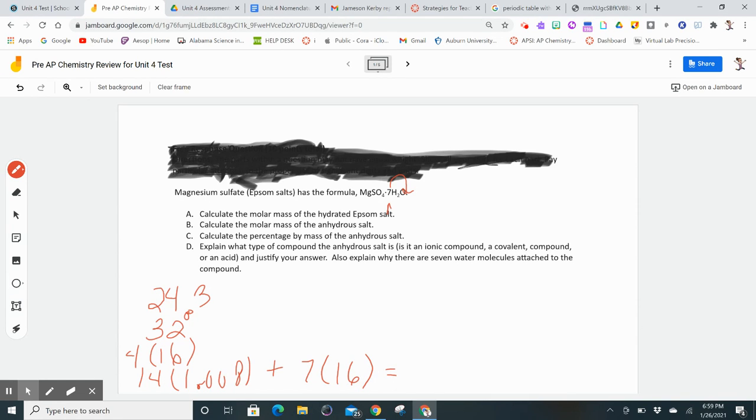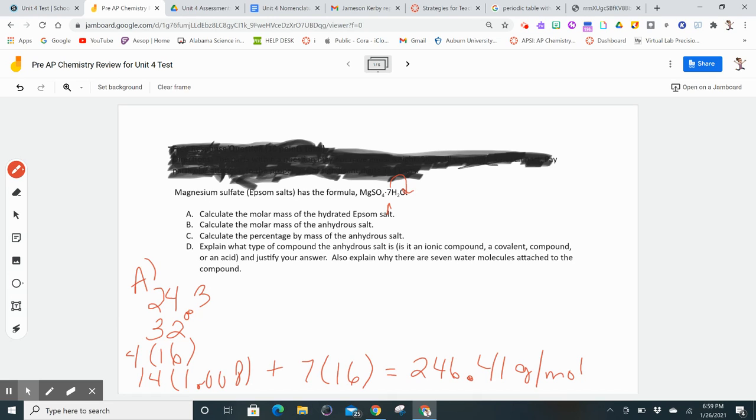24 plus 32 plus 64 plus 14 and some change plus 7 times 16. So on my calculator, if I add all of that up together, so that's really 7, 8, 9, 10, 11 oxygens. So 11 times 16 plus 24.3 plus 32 plus 14 times 1.008 is 246.41 grams per mole. That is the molar mass, so that is A.